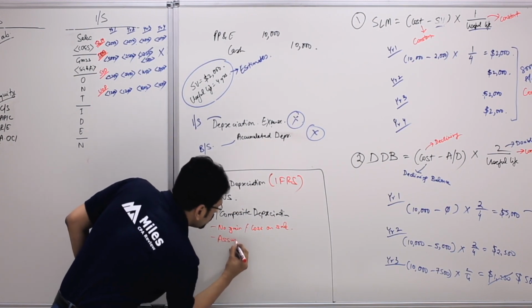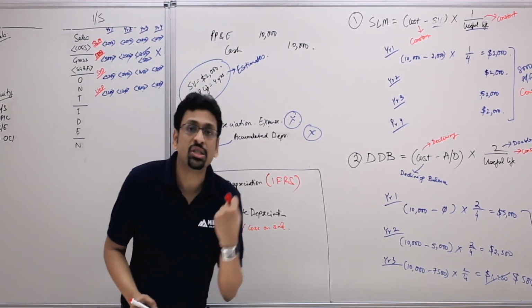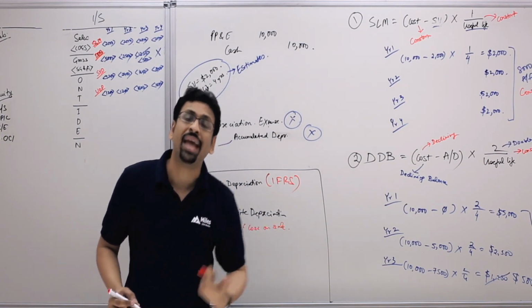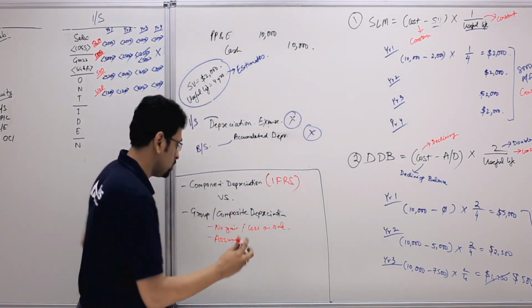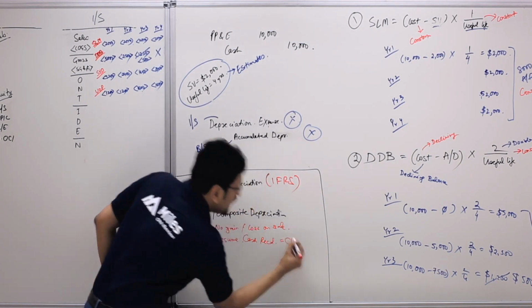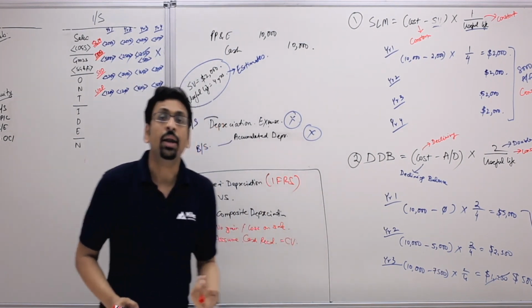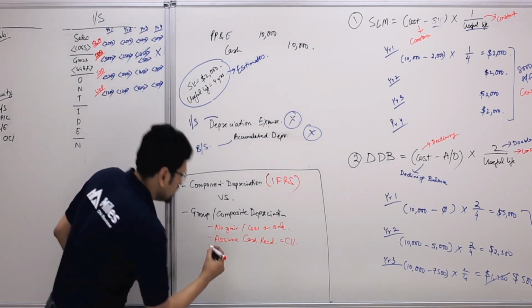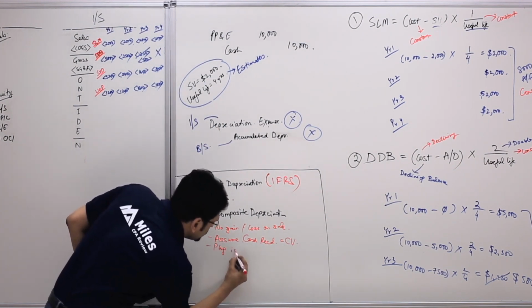You assume that the cash that you received on sale was equal to the carrying value of the item which went out. So assume cash received is equal to carrying value. And the plug in this case is your accumulated depreciation.